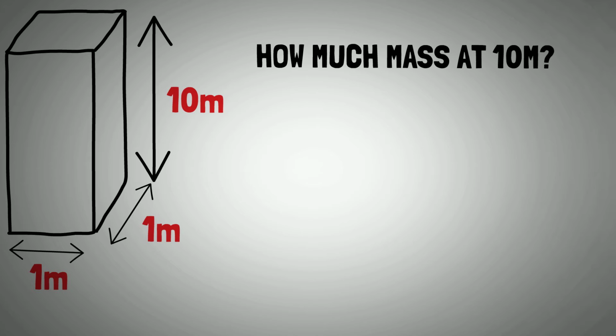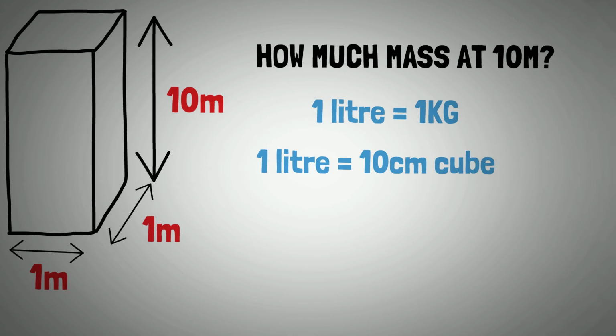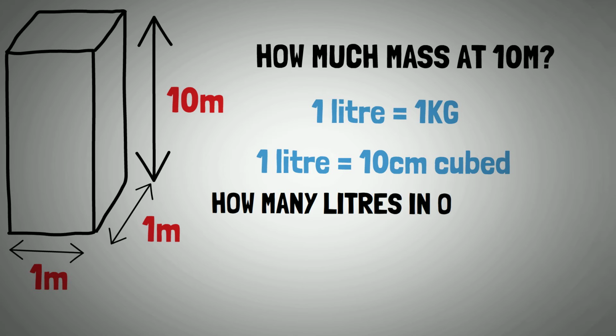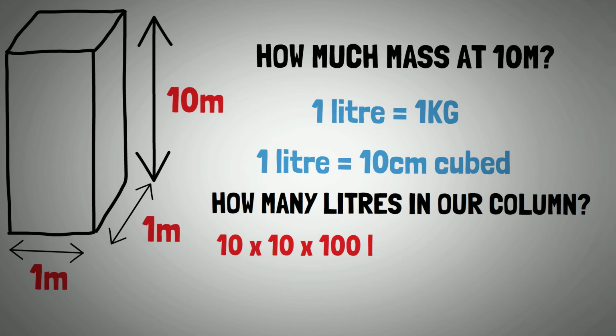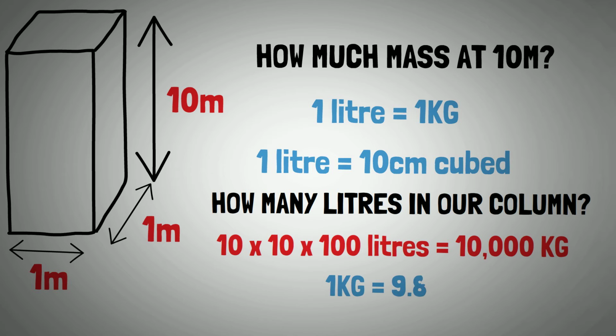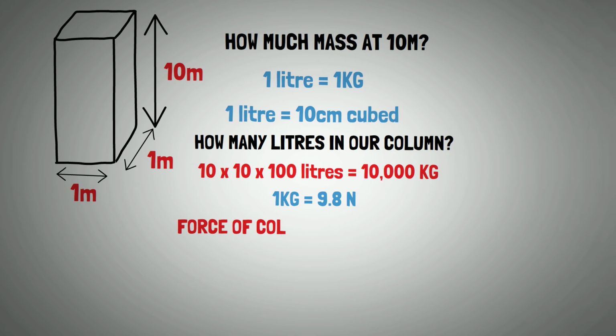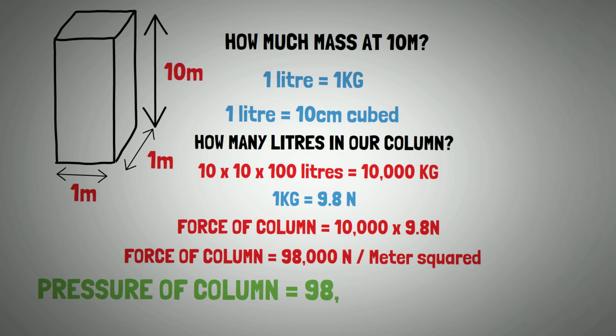We know 1 litre has a mass of 1 kilogram. How many litres or kilograms are within our column? A litre of water is 10 centimetres cubed. Using some simple maths, we can divide the dimensions of our column by 10 centimetres and we end up with 10 times 100, or 10,000 kilograms of mass. As we calculated earlier, 1 kilogram of mass gives us 9.8 newtons. So the force of our column of water due to gravity is 10,000 kilograms times 9.8 newtons, or 98,000 pascals, which is around 1 bar.